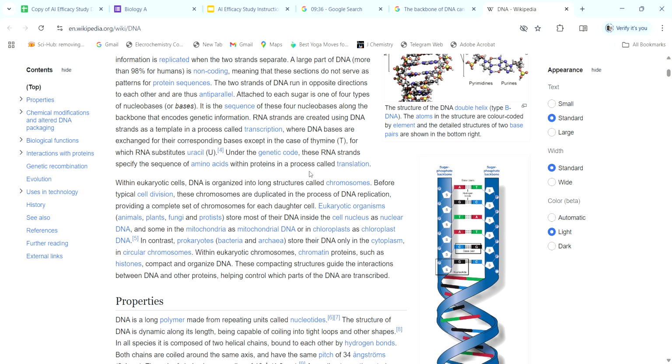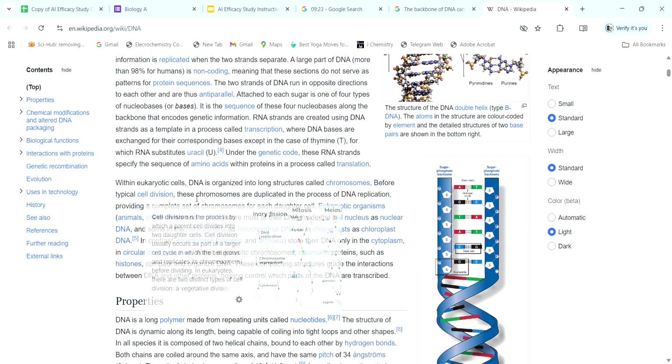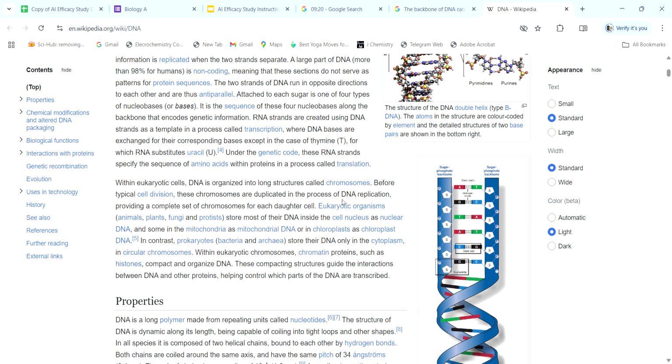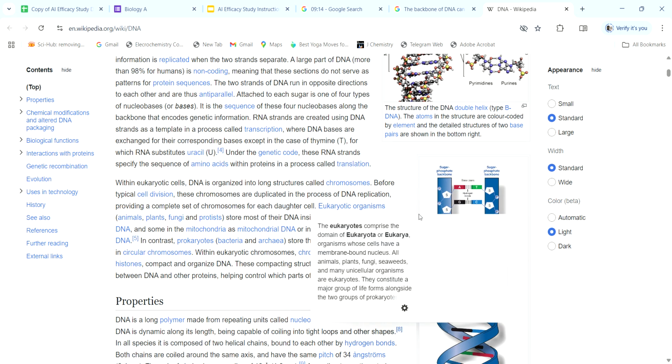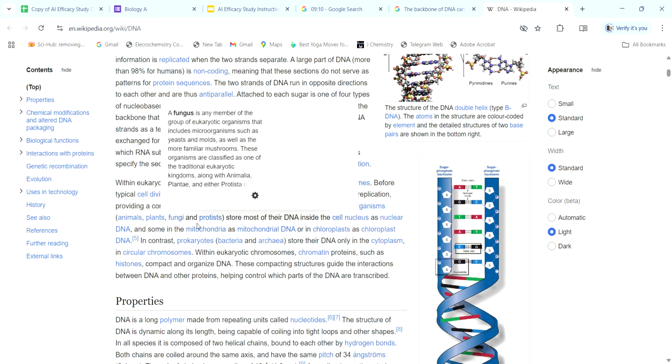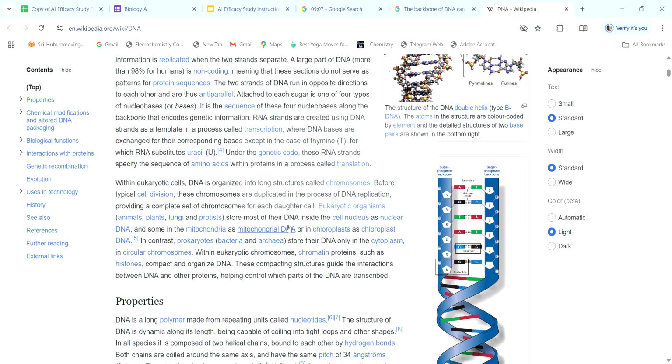So within a eukaryotic cell, DNA is organized into long structures called chromosomes. Before typical cell division, these chromosomes are duplicated in the process of DNA replication, providing a complete set of chromosomes for each daughter cell. Eukaryotic organisms, animals, plants, fungi, protists, store most of their DNA inside the cell nucleus as nuclear DNA, and some in the mitochondria as mitochondrial DNA or in chloroplasts as chloroplast DNA.